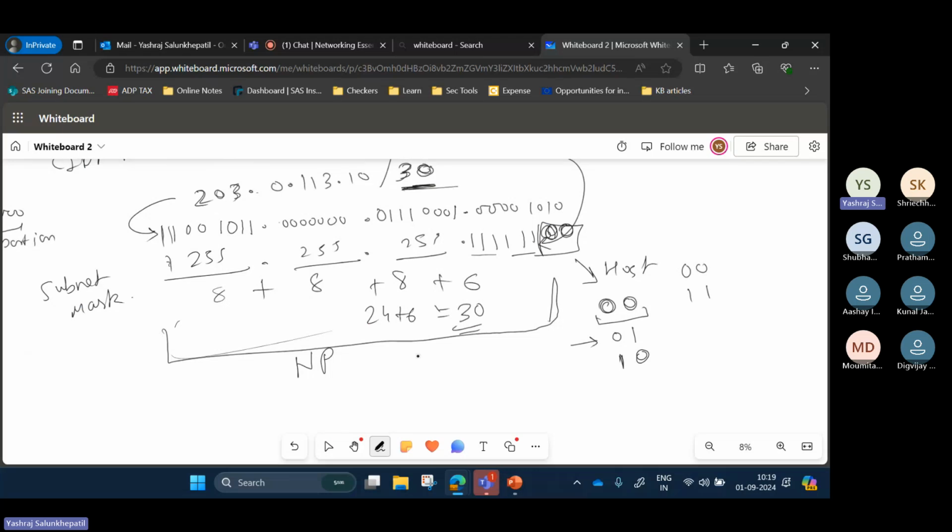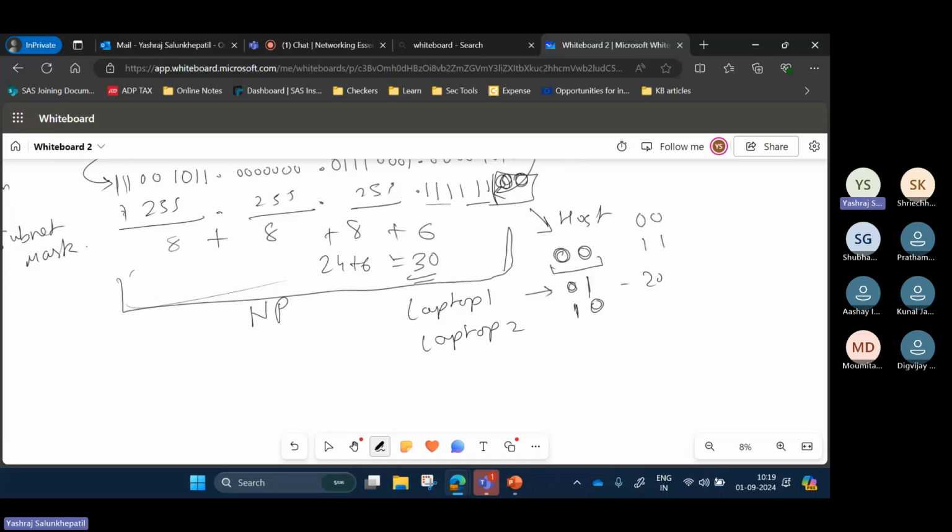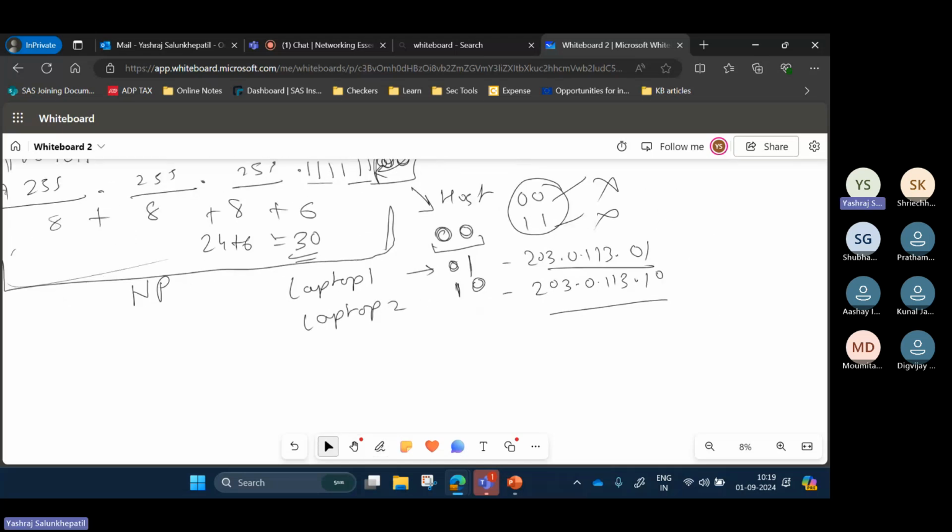If somebody gives you this network 203.0.113.10/30, it means उसमें सिर्फ 2 ही PCs आ सकते हैं. उसमें आएगा लैपटॉप 1 और लैपटॉप 2 जिसका एड्रेस होगा 203.0.113.01 और एक का होगा 203.0.113.10. ठीक है. ये दो नहीं आएंगे. By general knowledge, do you know why?